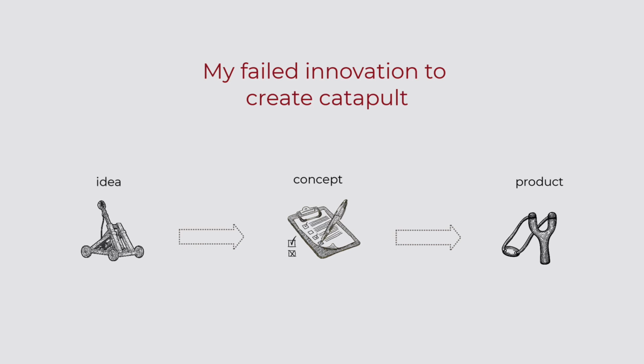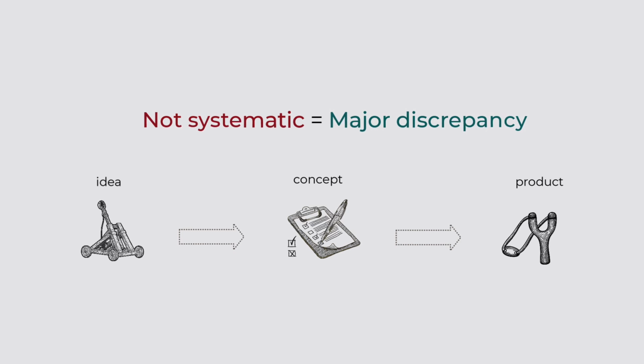They had built a slingshot for me instead of the catapult, which was quite far from my expectations. From my perspective, this was a major deviation. However, from the builder's perspective, they had followed the concept exactly as it was communicated to them. This is what could happen if the innovative process was not done in a systematic way. Any slight misinterpretation can snowball into a major discrepancy in the final product.